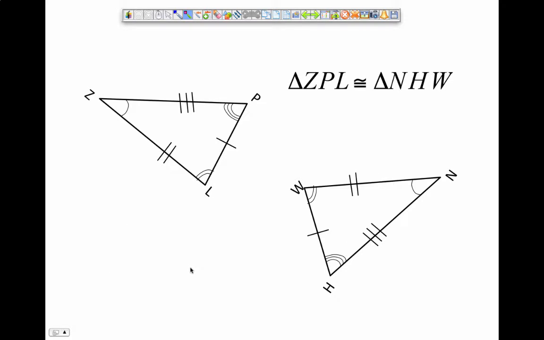That matters. Let's do some sides. Sometimes sides are a little bit harder to see. I give you side PZ, which is right here also. Which side do you give me? HN or NH. That's right. They both have 3 marks.